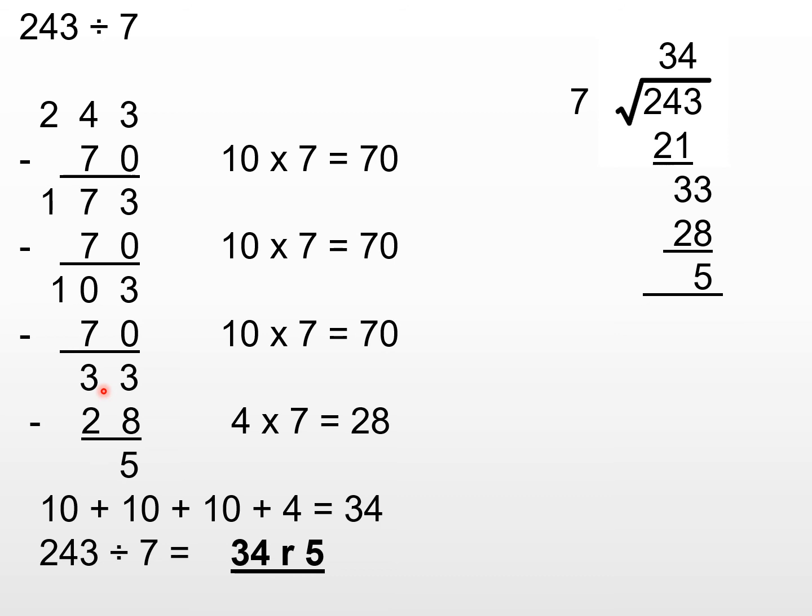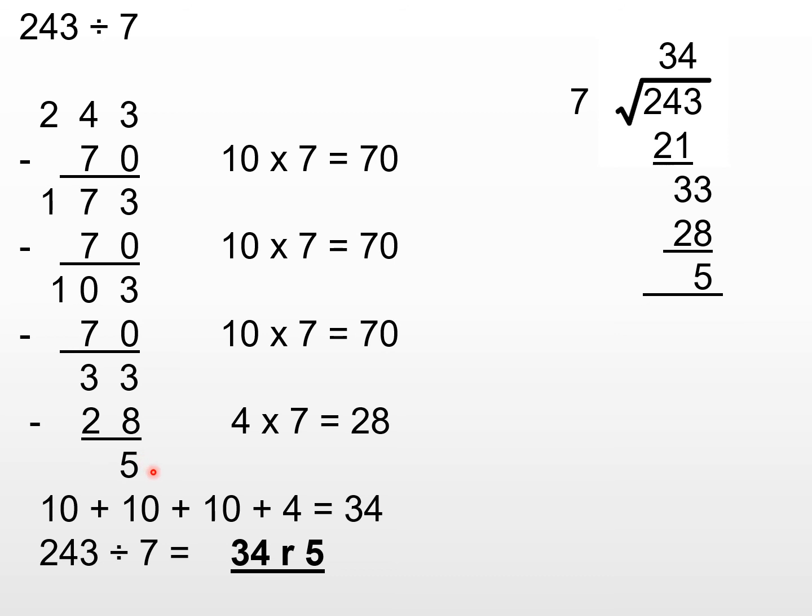So let's check out the table of 7 and which number would be the most suitable. 7 1s are 7, 7 2s are 14, 7 3s are 21, 7 4s are 28, and 7 5s are 35. 35 is a bigger number than 33, so I'll go for 28. 7 4s are 28. My remainder is 5. Now there is no number in the table of 7 that is smaller than 5. Okay, so 5 is the remainder.